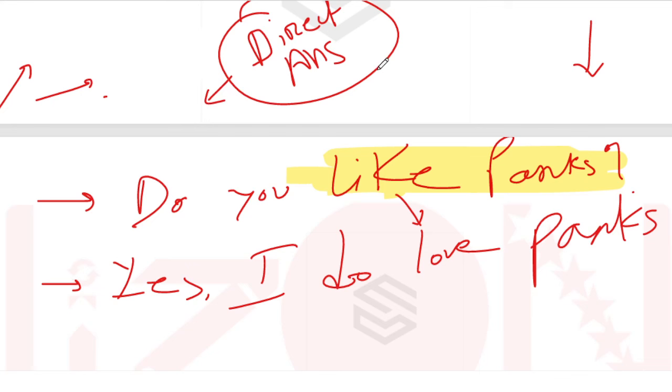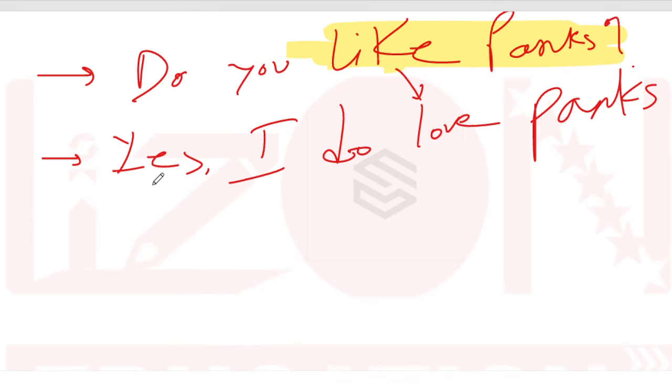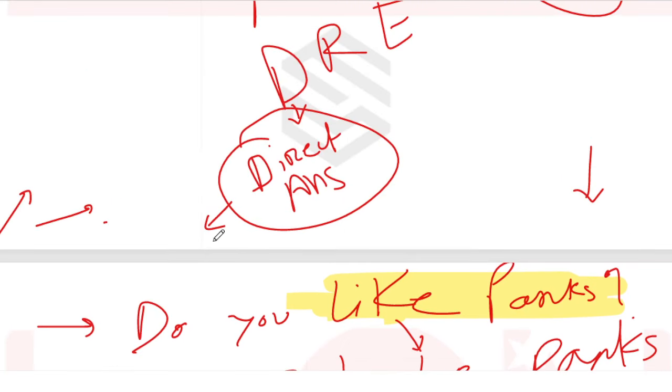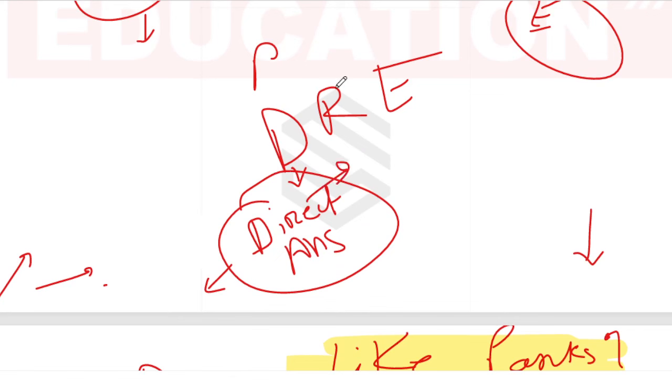Very crucial. So direct answer, but it's not enough, because if you answer with just one word or with 3, 4, 5 words, that's not enough. You need to extend a little bit more. How can you extend that? After giving the direct answer, you can give some reason, one or two reasons for that.